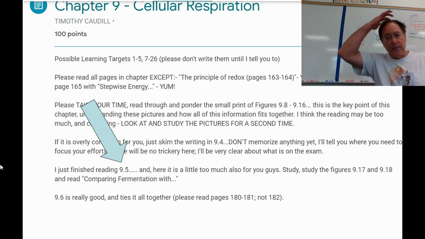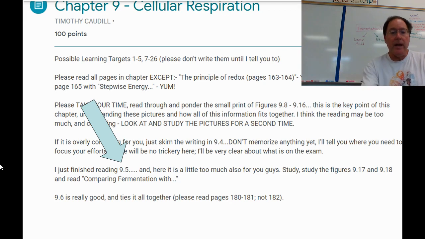Make sure that you study these figures, 9.17 and 9.18, but I really like 9.6, the reading that's in there. Don't read page 182, but I like pages 180 and 181 in the 10th edition. That would just be the first two pages of that section. The literature doesn't change very much from edition to edition.